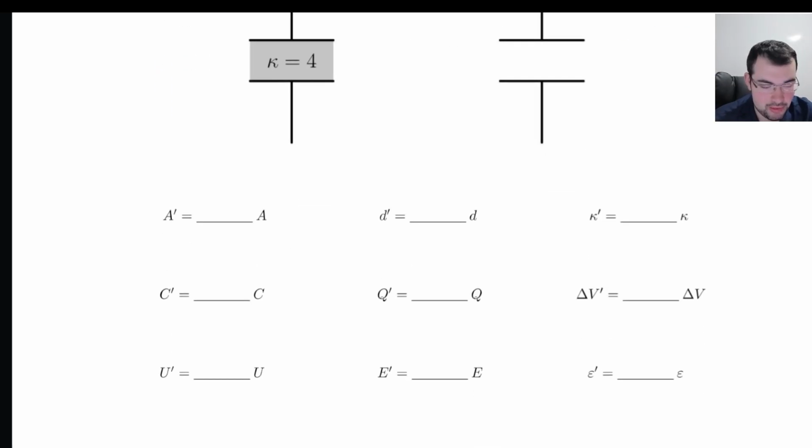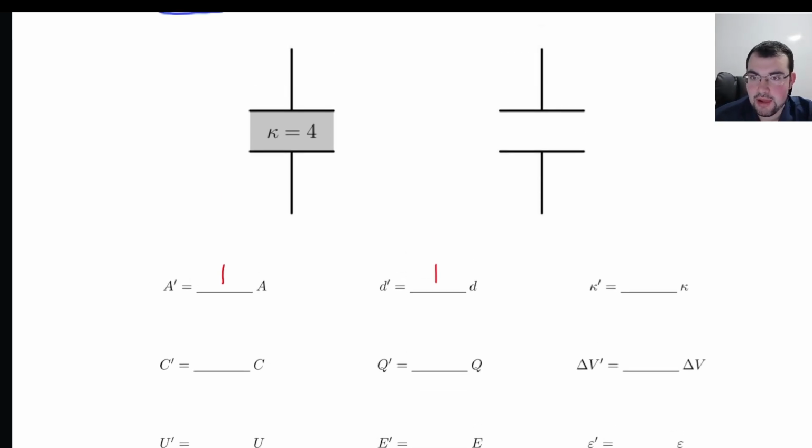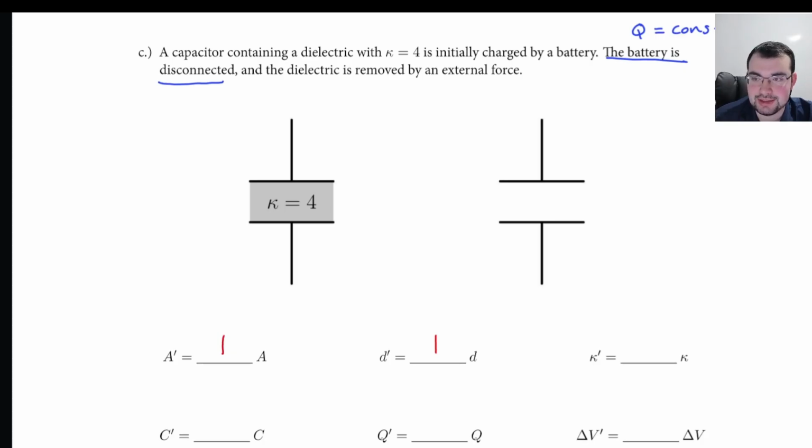Okay, so what do we know? I did not change the plate area. I did not change the plate separation. I did change kappa. So my new dielectric constant is 1, right? Because air is kappa equals 1. So I essentially quartered my kappa.